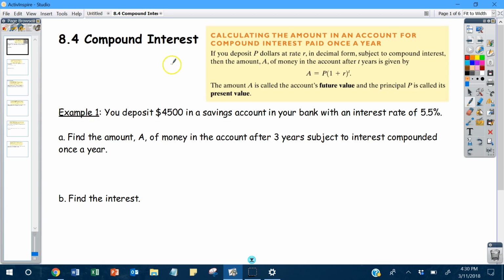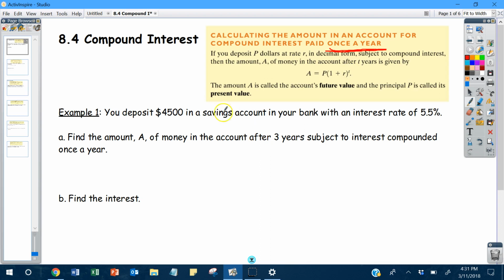So first, here's a compound interest formula when the interest is compounded once a year. We're not worried about compounding any more than one time every single year. So this is the formula we're going to use. A is the future value of the investment. P is the present value, or the amount that you put in originally. R is the interest rate, and T is the number of years that the money sits in that account.